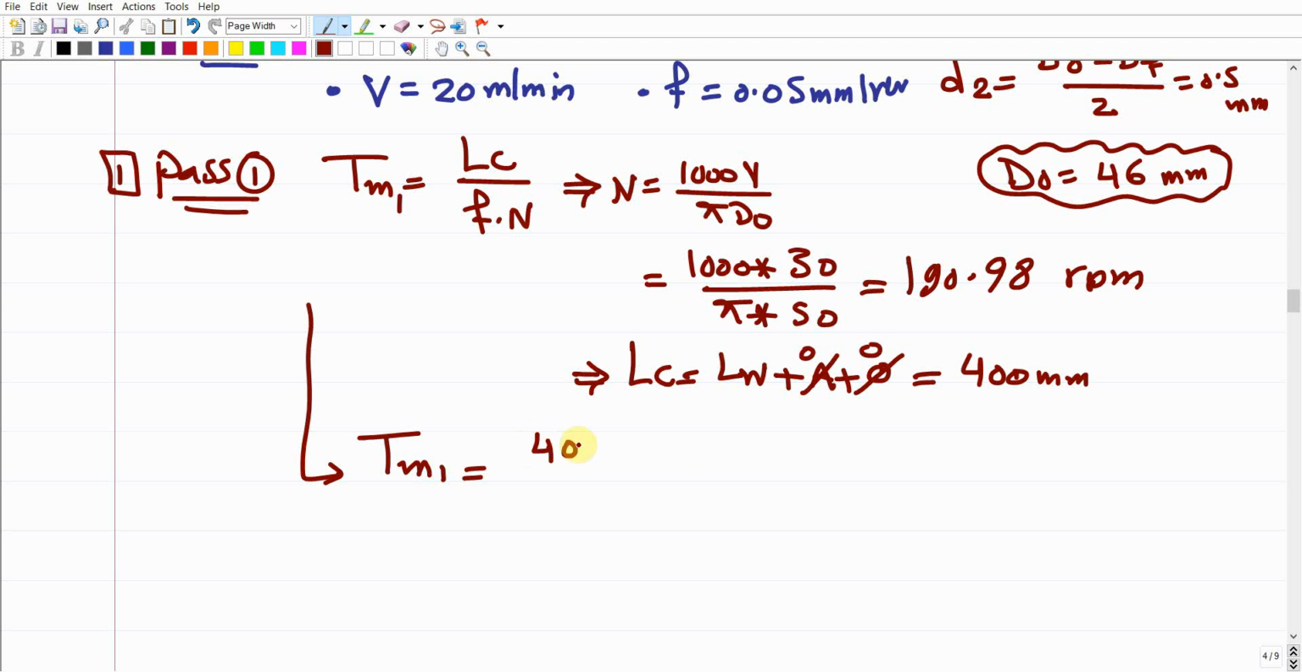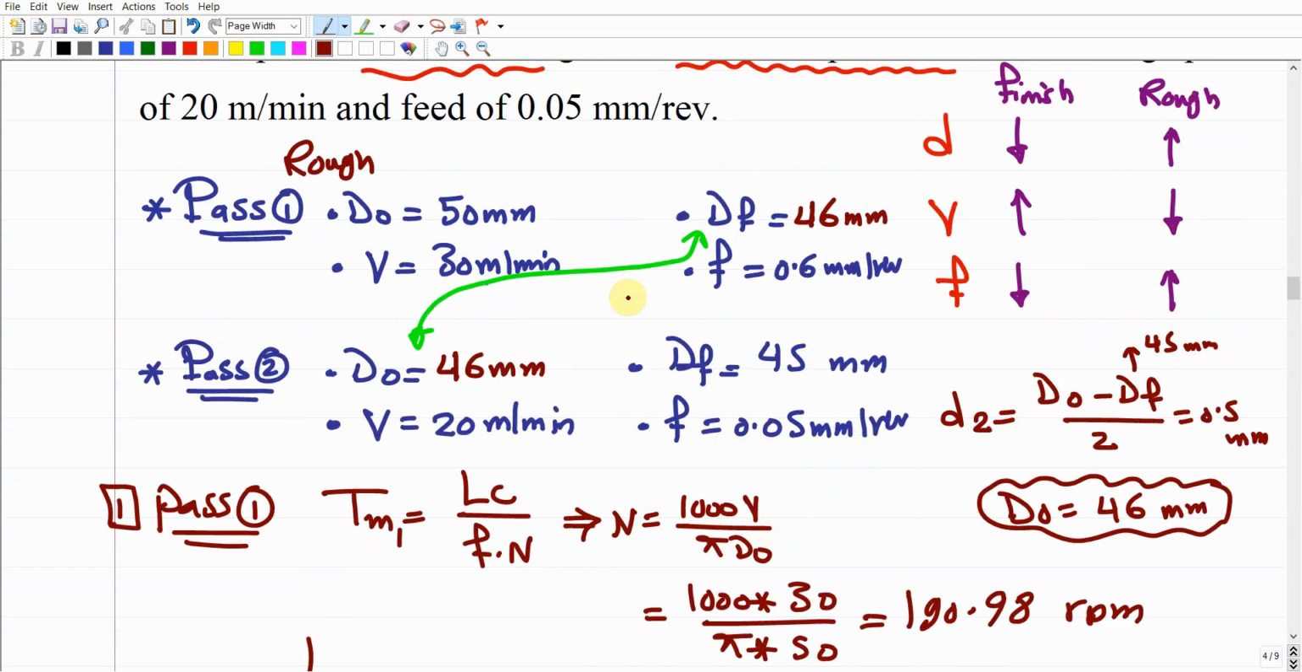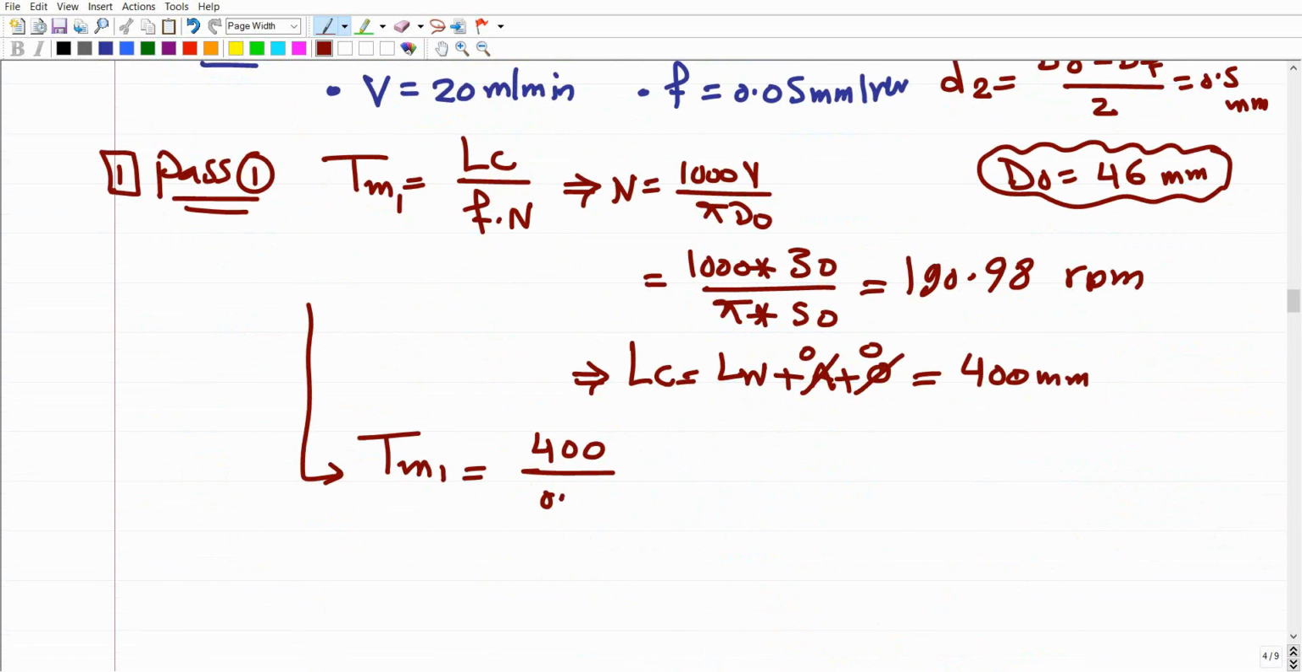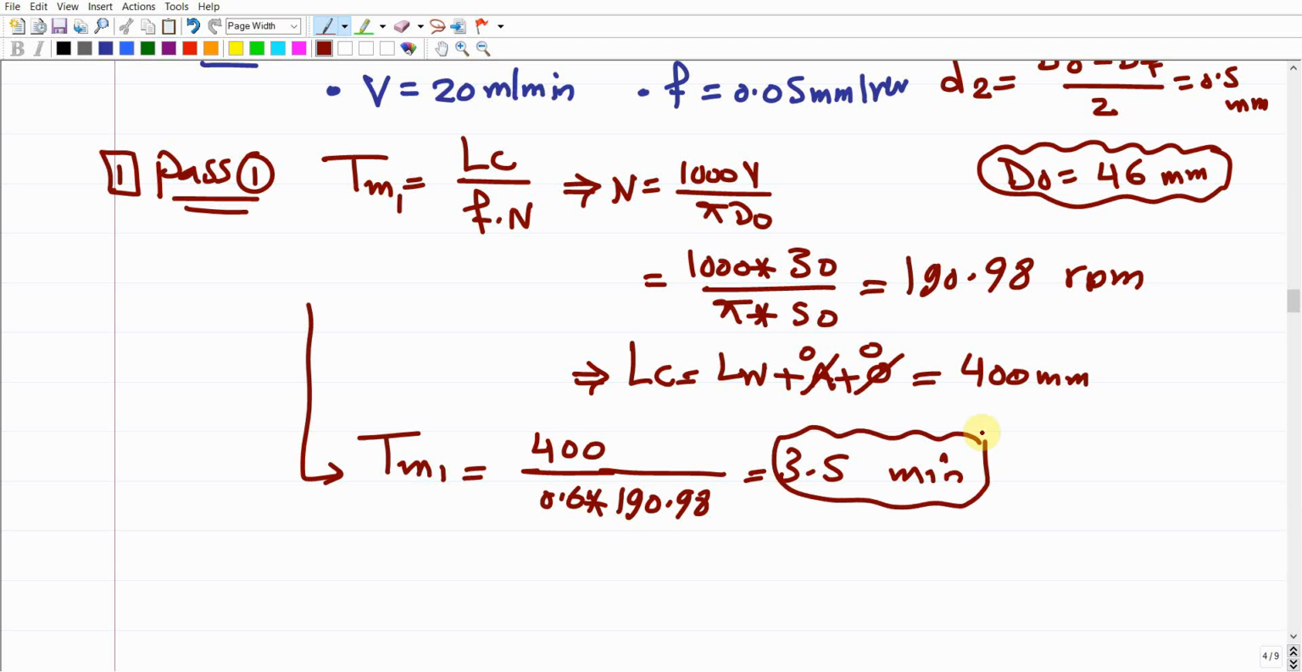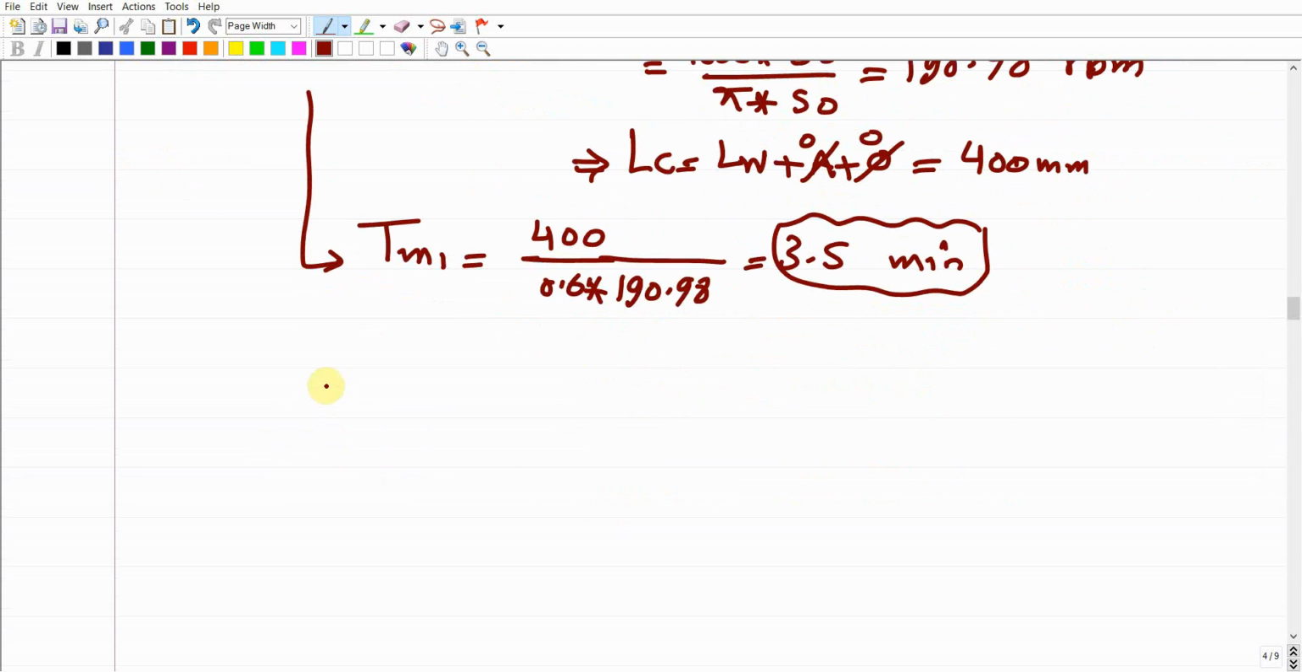So it's going to be 400 divided by the feed for pass 1, which is given as 0.6, times N, which we just calculated as 190.98, and you just do the calculations. This 0.6 with the 400 is going to give us 3.5 minutes. Make sense? So this is the machining time for pass 1.